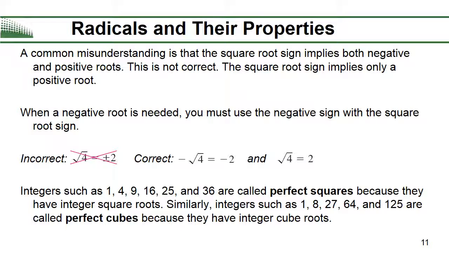If you look down at the bottom, integers such as 1, 4, 9, 16, 25, and 36 are called perfect squares. Why? Because they have integer square roots. 1 times 1 is 1, 2 times 2 is 4, and so on. Similarly, integers such as 1, 8, 27, 64, and 125 are called perfect cubes because they have integer cube roots. 1 to the third is 1, 2 to the third is 8, 3 to the third is 27.